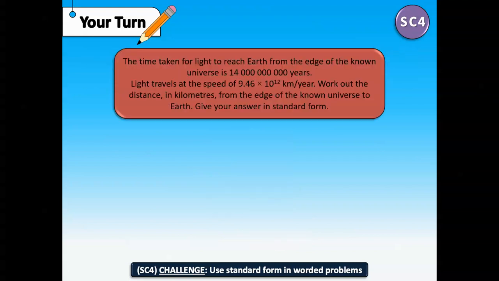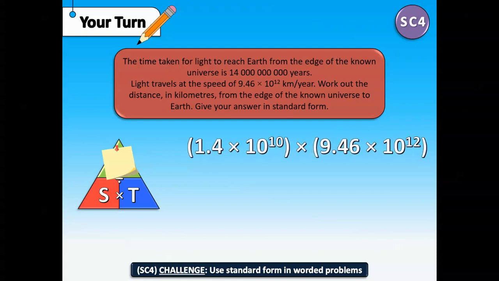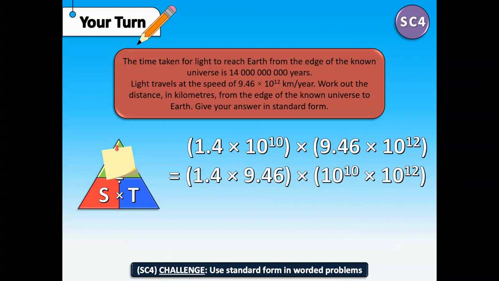For the red question, we need to use speed, distance, time. So we're trying to find distance, so we cover up D for distance, and that tells us to do speed multiplied by time. So we multiply these 2 numbers together. So we do 1.4 times 9.46 times 10 to the 10 times 10 to the 12.